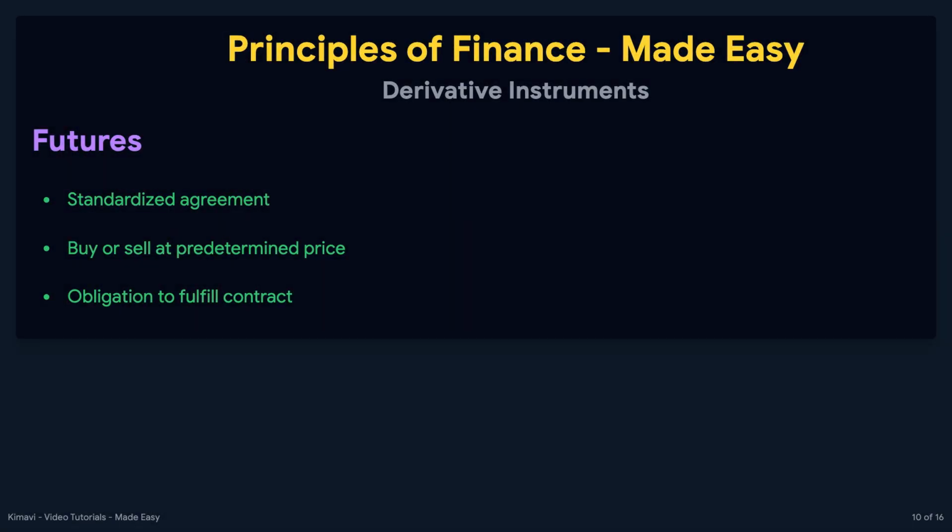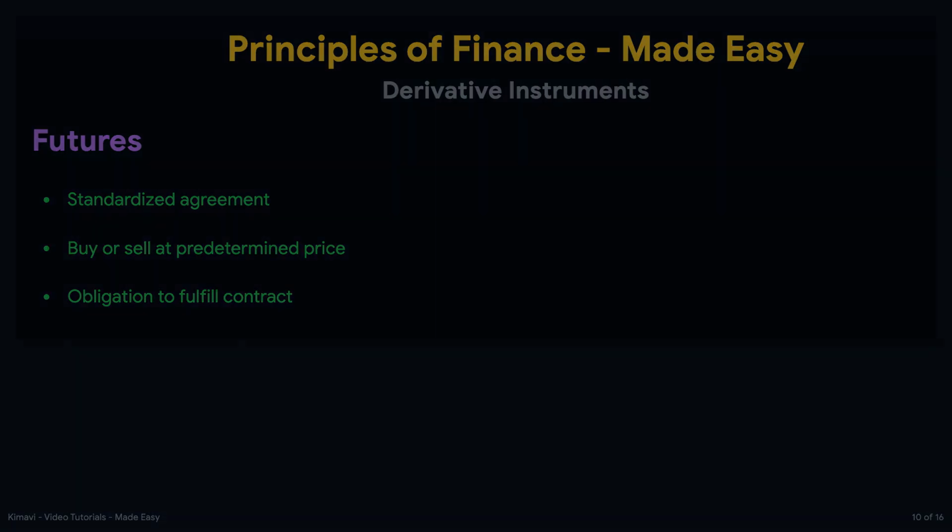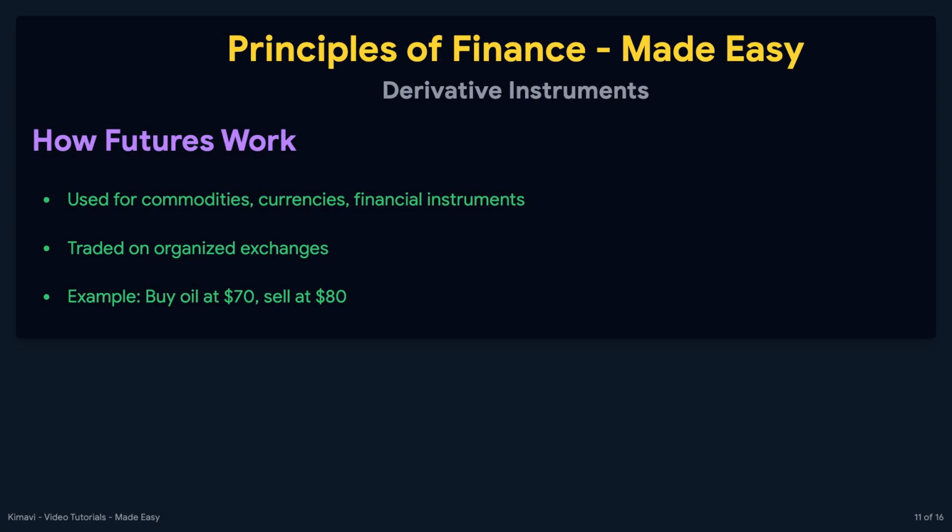A futures contract is a standardized agreement to buy or sell an underlying asset at a predetermined price on a specified future date. Unlike options, futures contracts obligate both parties to fulfill the contract. Futures contracts are commonly used for commodities, currencies, and financial instruments. They are traded on organized exchanges, such as the Chicago Mercantile Exchange.